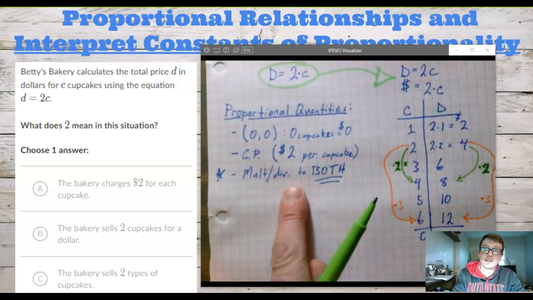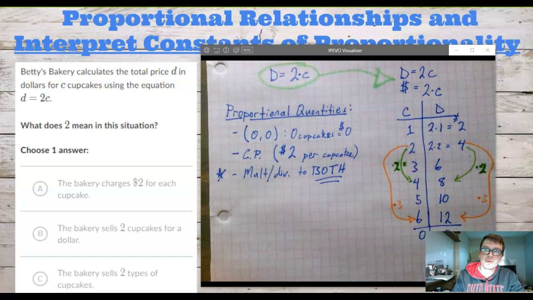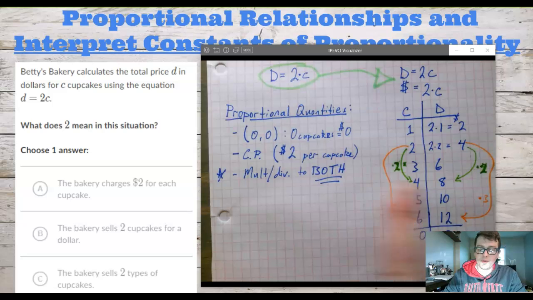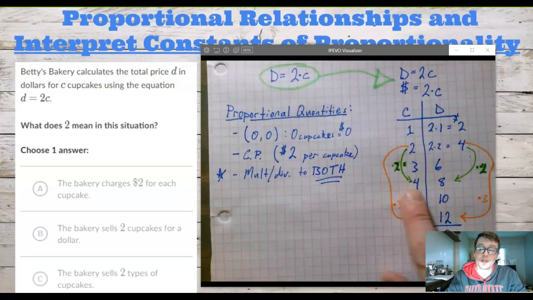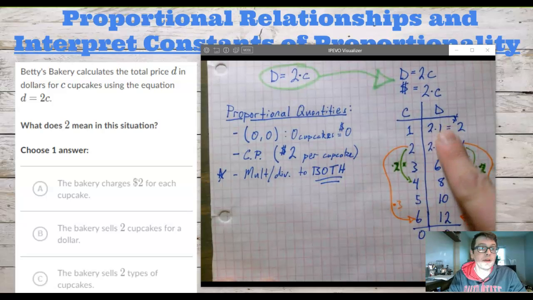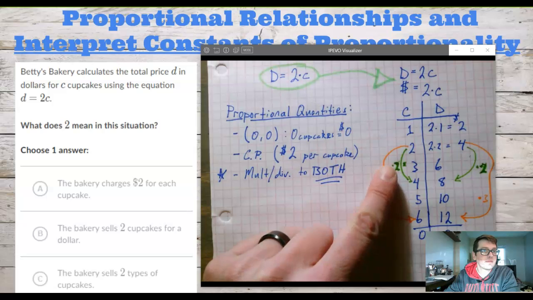So this is really critical that we have this written down. I'm going to try to get my focus to come back. There we go. If we multiply or divide on the left side, or to one of the values, we have to do it to the other one. And anytime we have proportional quantities, or really any relationship like this, we can just plug in values. So all we did to get this table was plug in values for C.